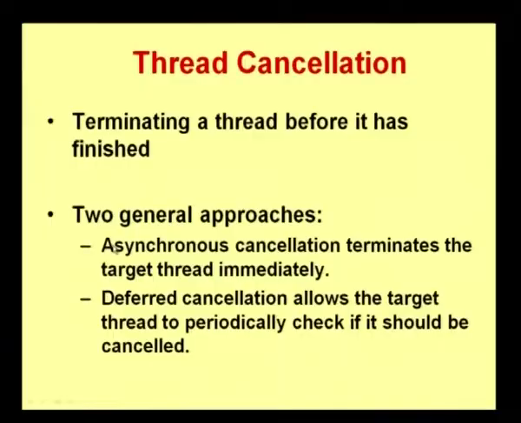Stopping the process is of two types. So we will see the different types of thread cancellation. One is the asynchronous approach, the second one is the deferred approach. Asynchronous cancellation terminates the target thread immediately, and deferred cancellation allows the target thread to periodically check if it should be cancelled. So this is what I said before the break.